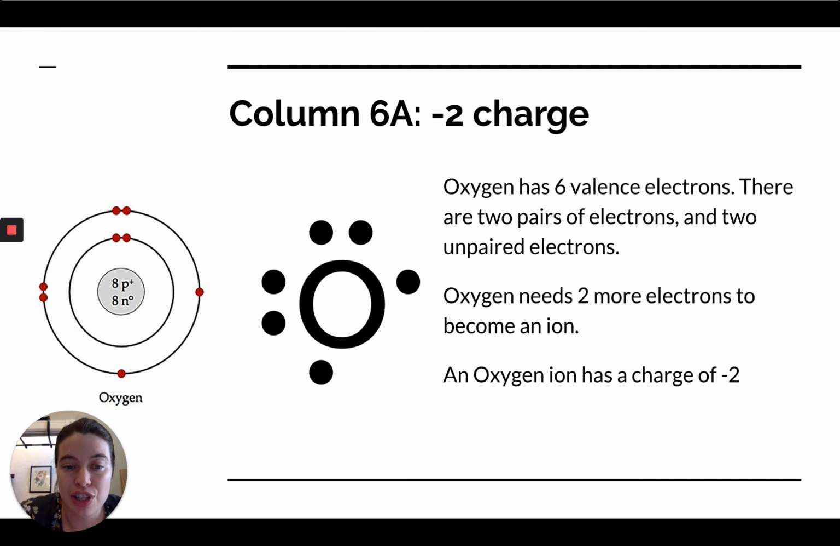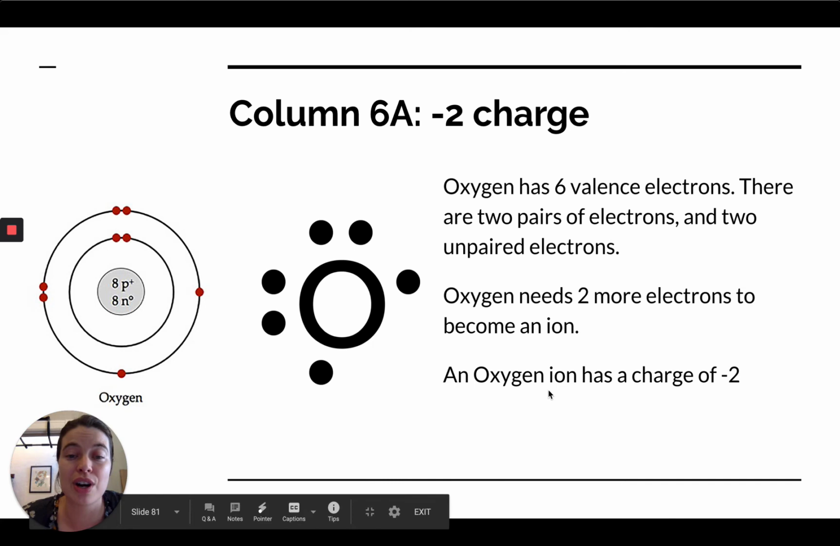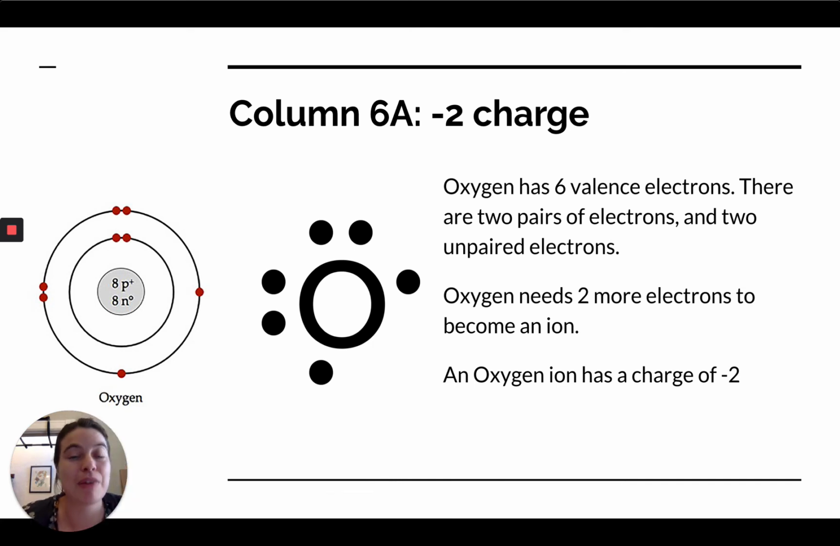Now, looking at oxygen with its 6 valence electrons, remember things want to have 8 or 0 to be stable. So oxygen needs 2 more electrons. Now, if it gains those 2 extra electrons, it's going to be adding 2 negative charges. So 0 plus negative 2 is negative 2. So oxygen ions will have a charge of -2. And that's true not just for oxygen, but for everything in column 6A. So above column 6A on your periodic table, go ahead and write -2.